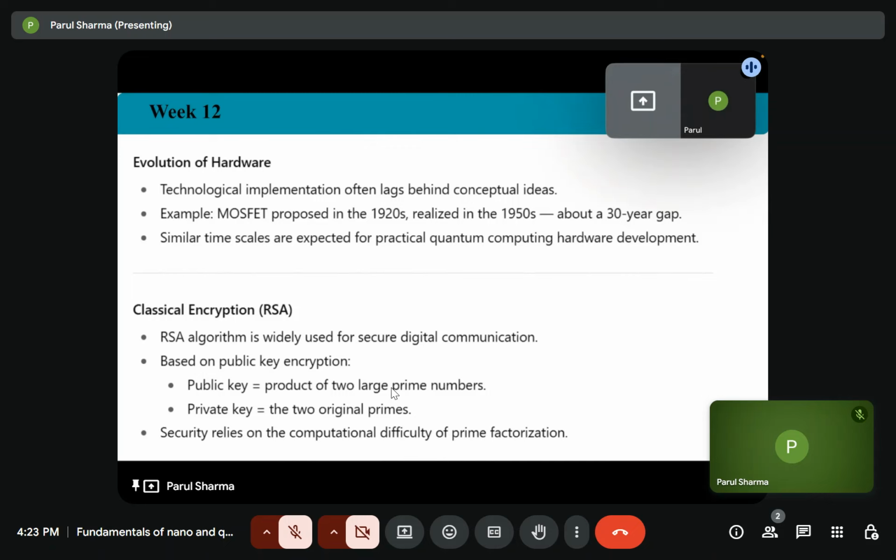So basically, the public key will be the product of two large prime numbers, and the private key is the original two primes. So the security relies on the computational difficulty of the prime factorization. So what will we do?